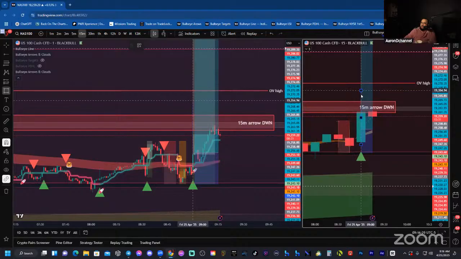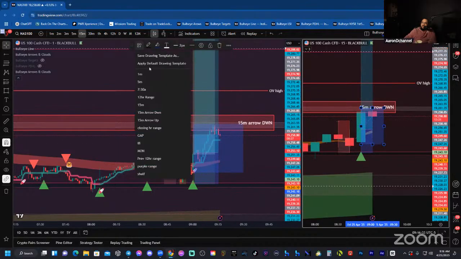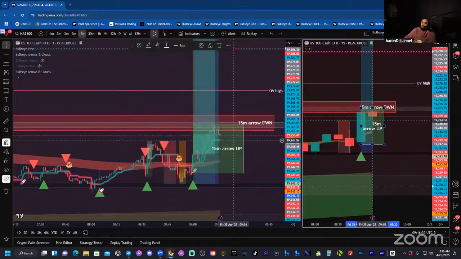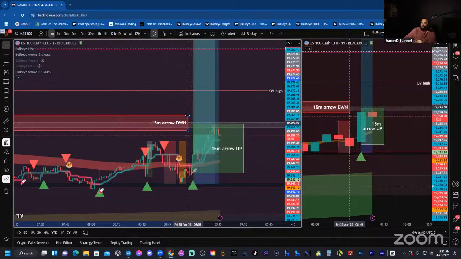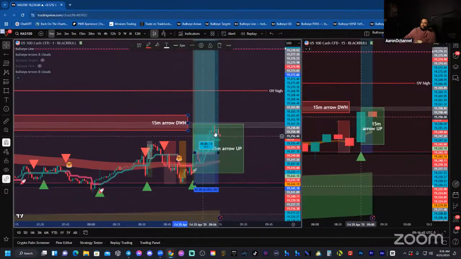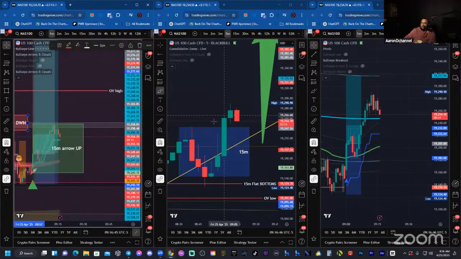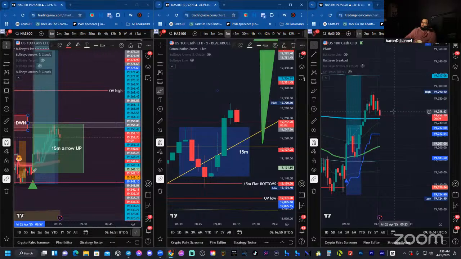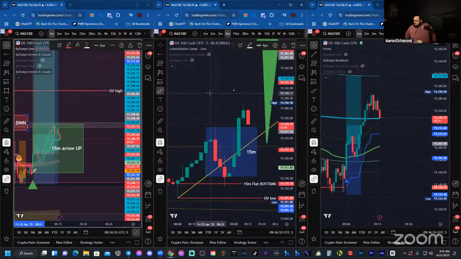Green arrow, 15-minute range up. All right, something like that. And we'll see how it reacts. We'll see how it reacts to that deal. Definitely could retrace back to the first 15-minute candle range, which would be right here. We'll see what happens.